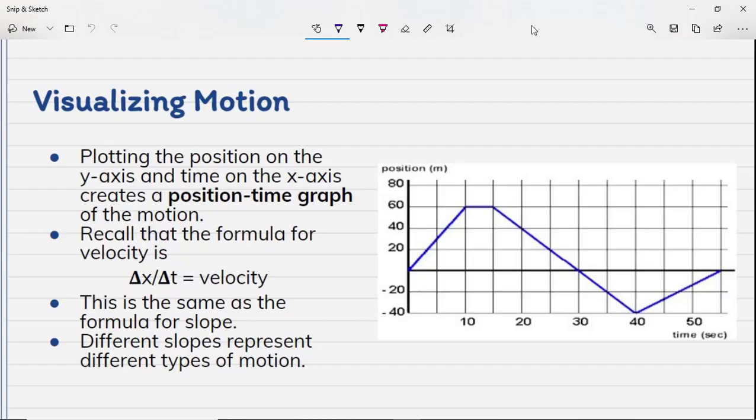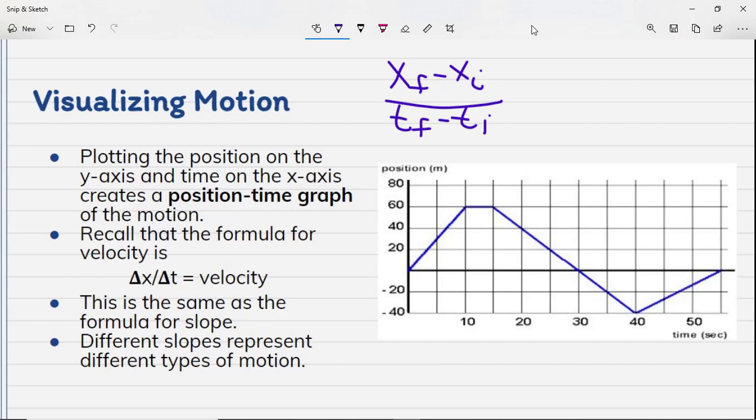So we have the ability to visualize motion by plotting the position on the y-axis and time on the x-axis to create a position time graph for the motion. Recall that the formula for velocity is the change in position divided by the change in time, or our final minus our initial, and same thing with our time, our final minus our initial. So we can look at this as almost like a slope formula, rise over run, correct?